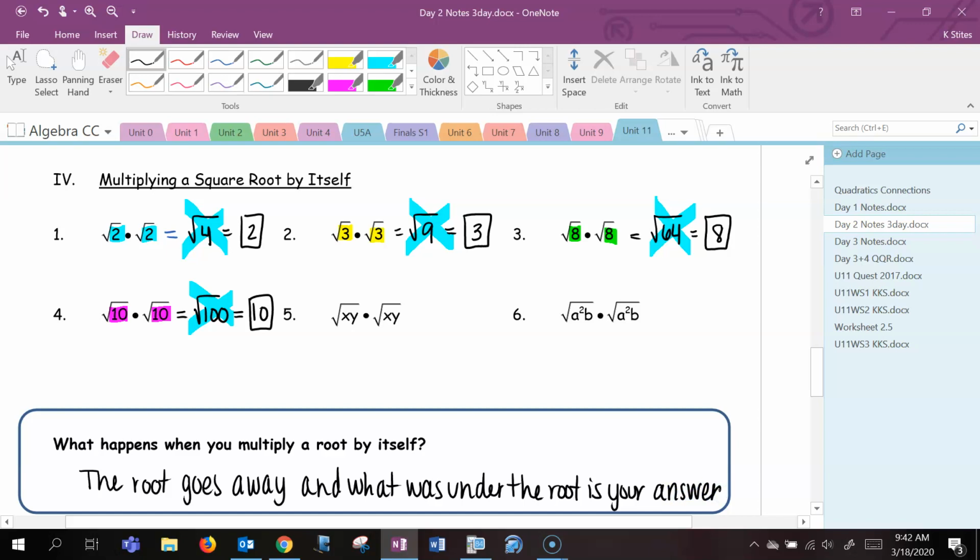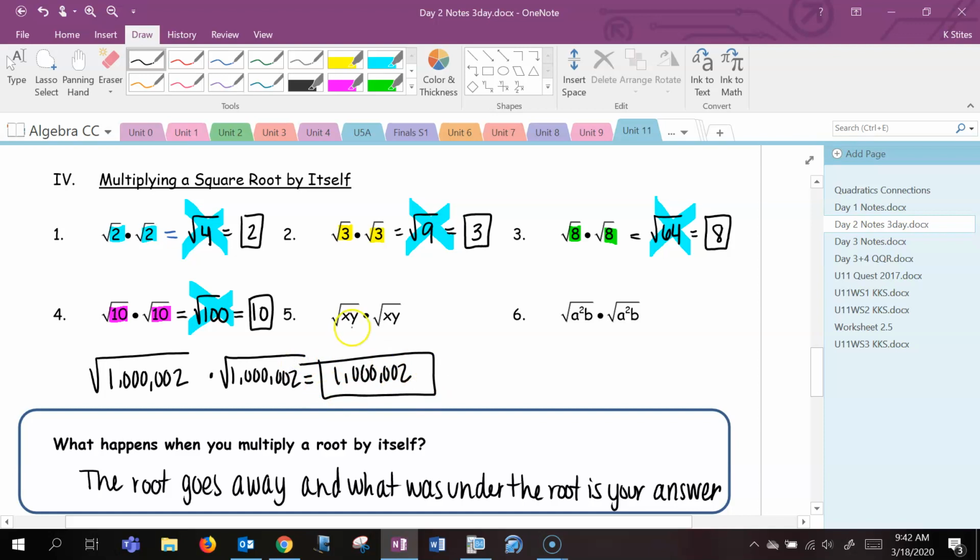That means it can be like the most complicated problem in the world. It could be like square root of 1,000,002 times square root of 1,000,002. And the roots are just going to go away, and your answer is just 1,000,002.